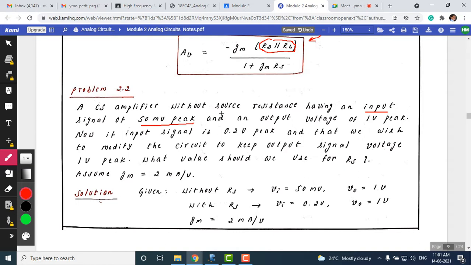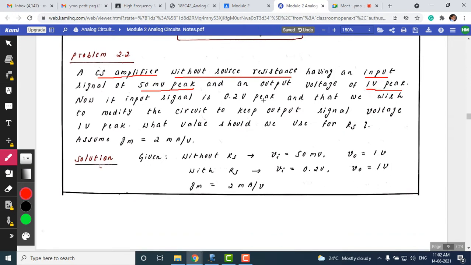So for this type of amplifier, what is the amplifier type? It is a common source amplifier without source resistance. This is the very first circuit. For that, it is given that the input applied is 50 millivolt peak. This is the AC signal that is applied, and the output voltage resulting from this type of amplifier is 1 volt peak. Now look at the next part of the problem.